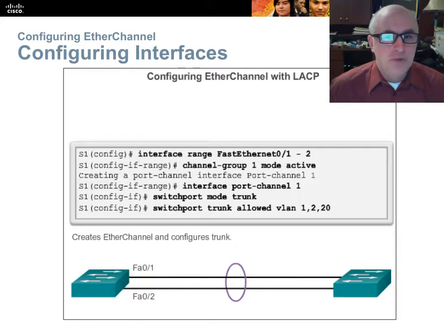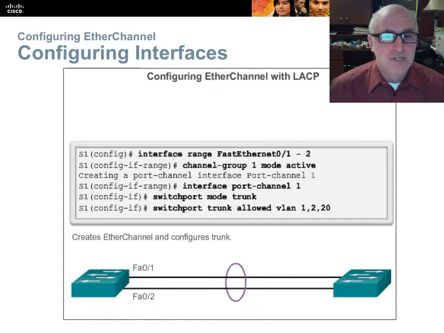Then all you do is create a channel group. So here we're saying interface Fa0/1 through 2, and we're assigning those ports. We went in using the range command, so we went into both ports at once. You don't have to do that. You could go into the ports individually, and the ports don't have to be in order like that. You could go into port 1 and port 5 and port 11. They don't have to be in any kind of physical order, but they are here.